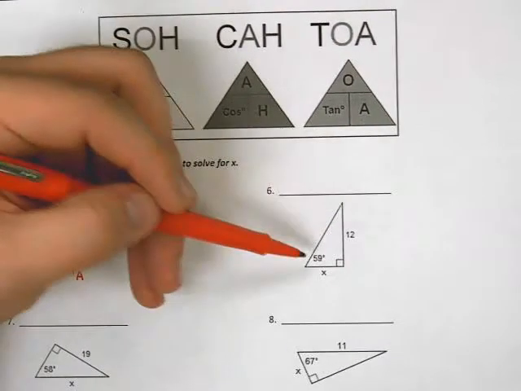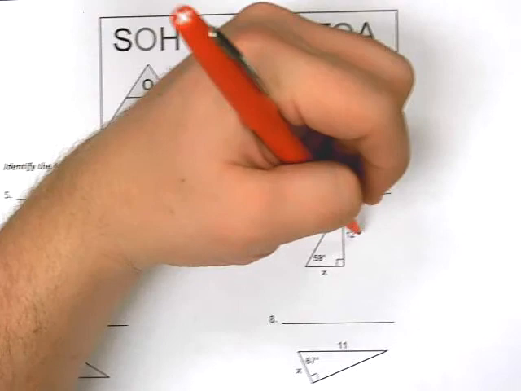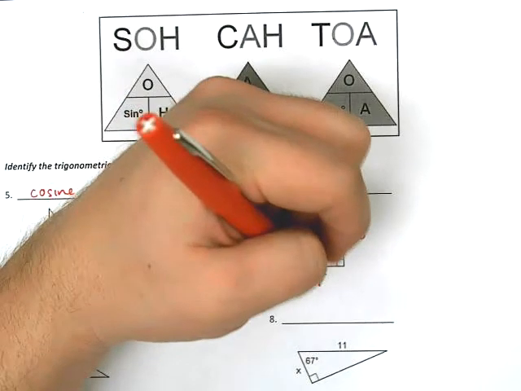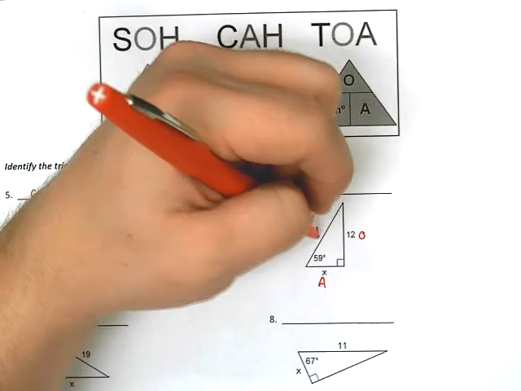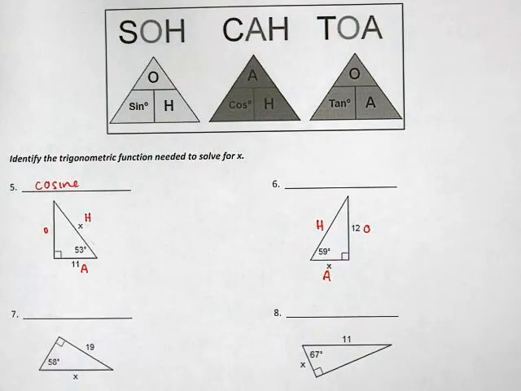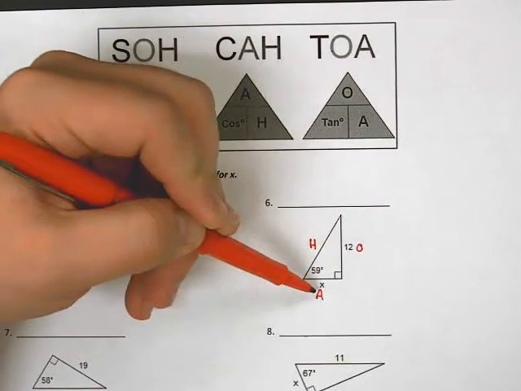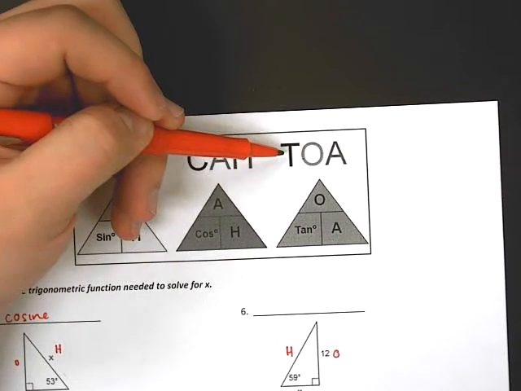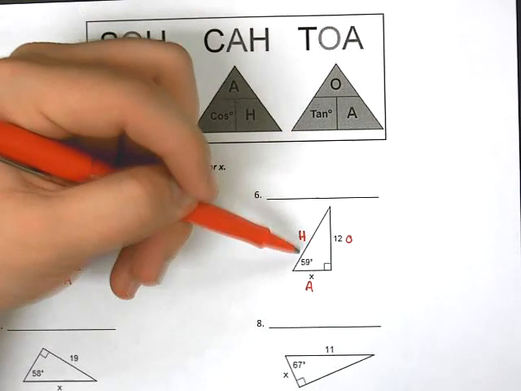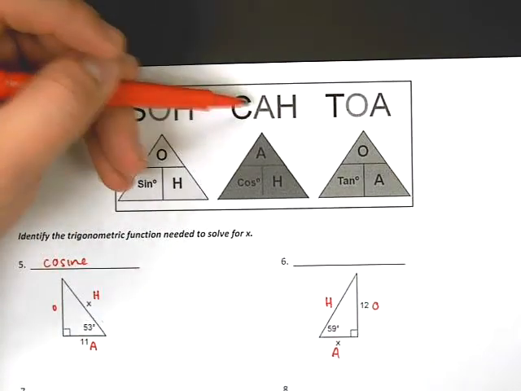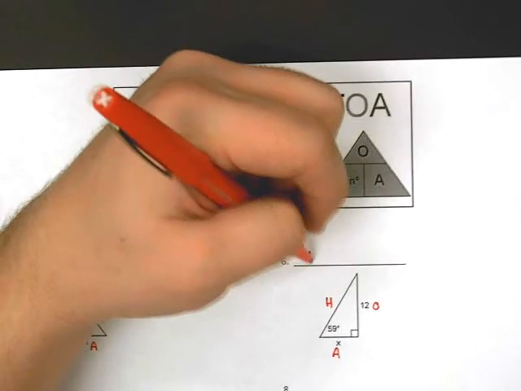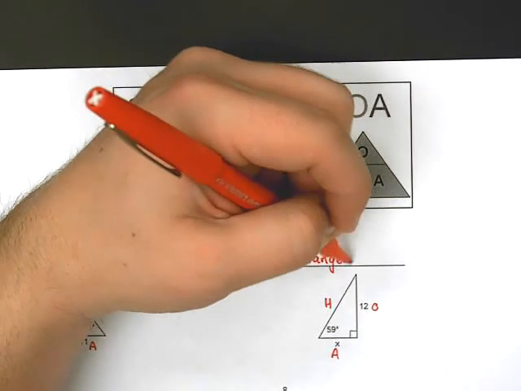Once again, I look at my angle, 59. I know that 12 is my opposite. I know x is my adjacent. I know h is my hypotenuse. And so either way you look at it, whether you look at what you do have, which is O and A for tangent, or you look at what you don't have, which is hypotenuse, so you can't use sine, you can't use cosine. You know that you have to use tangent.